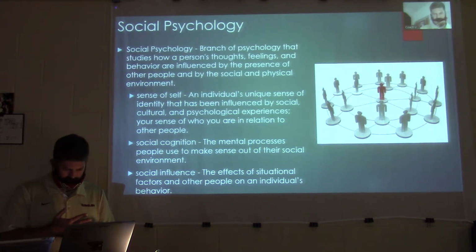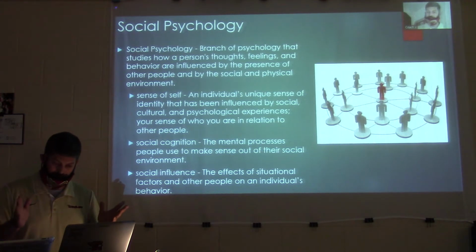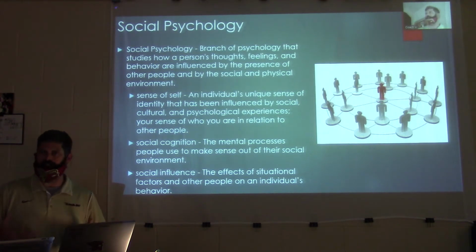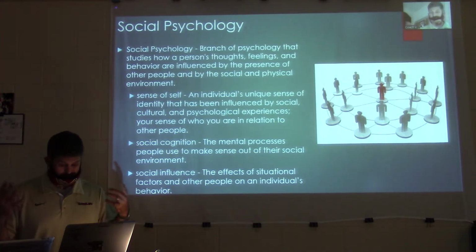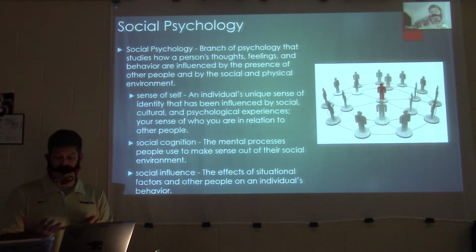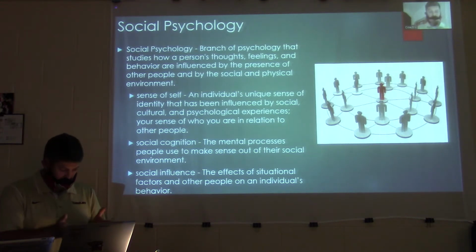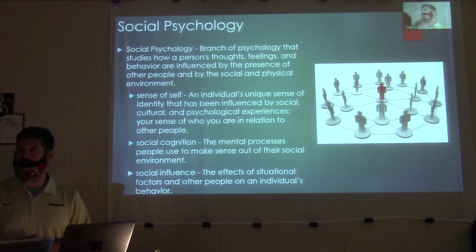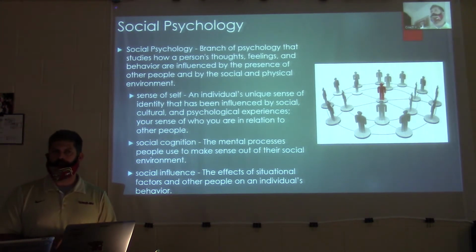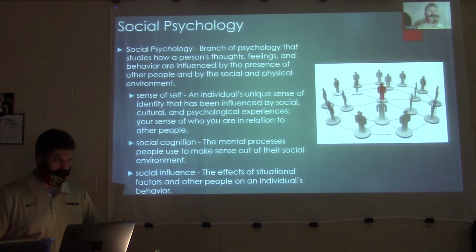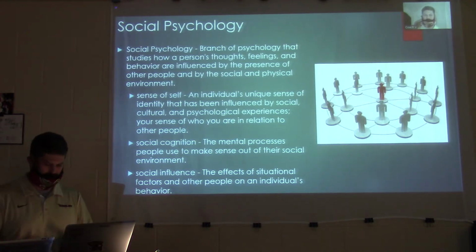Some definitions that we need to get out of the way. Sense of self. Guess what that is? There's no way I need to read that definition, because it is literally the term. It is your sense of self. Okay? Social cognition. Cognition, what does it mean? Every time I see cognition, I think about thinking, I think about mental processes. So, the mental processes people use to make sense out of their social environment. And then social influence. What in the world could that term mean? How society and the situation affects us as an individual, how it influences us, okay?